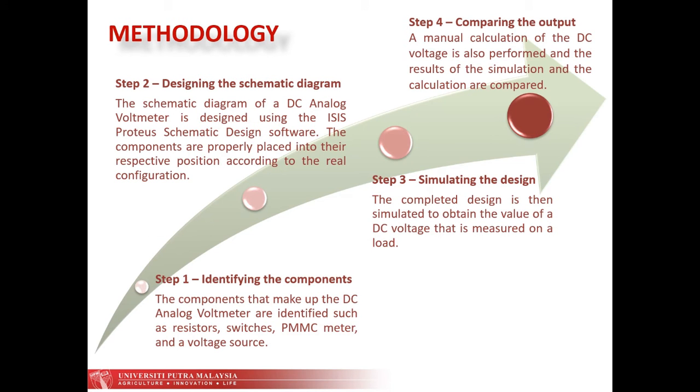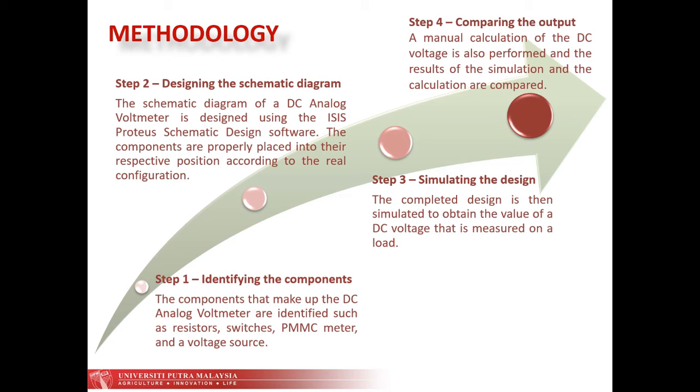So moving on to the methodology on how we want to address the problem statements. For the first step, we will identify the components first. The components that will make up the DC analog voltmeter are resistors, switches, PMMC meter, as well as a voltage source. And the second step is to design the schematic diagram. After we have identified all of the components needed in order to build this DC analog voltmeter, the schematic design of a DC analog voltmeter is then designed using the ICs Proteus schematic design software.